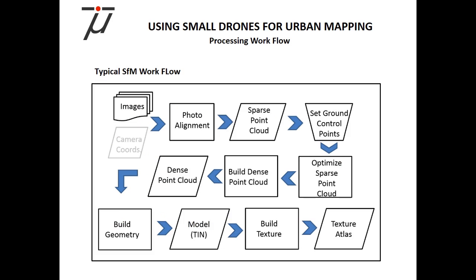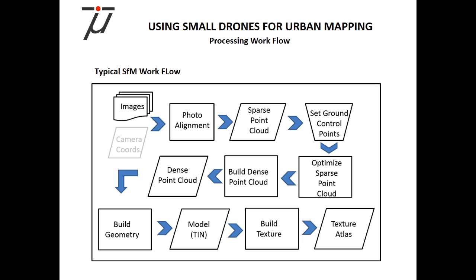Next slide, please. Here's another way of demonstrating the workflow in a structure from motion approach. You put the images in. This is a bit blurred out. There's an approach where you can actually determine the camera coordinates very accurately in lieu of ground control that you could feed in there. Then you do what is known as a photo alignment. The result of that is a sparse point cloud.